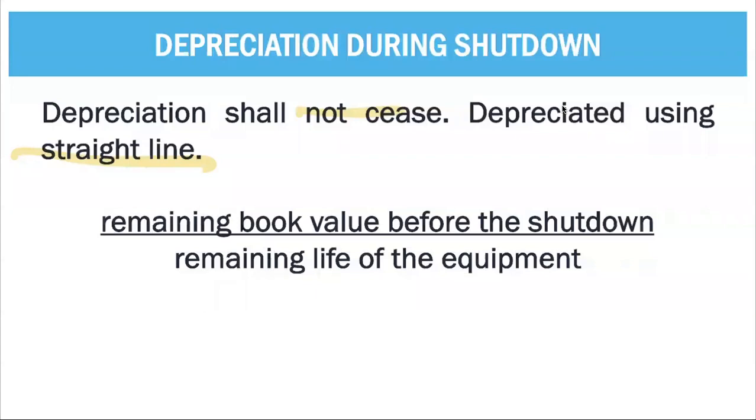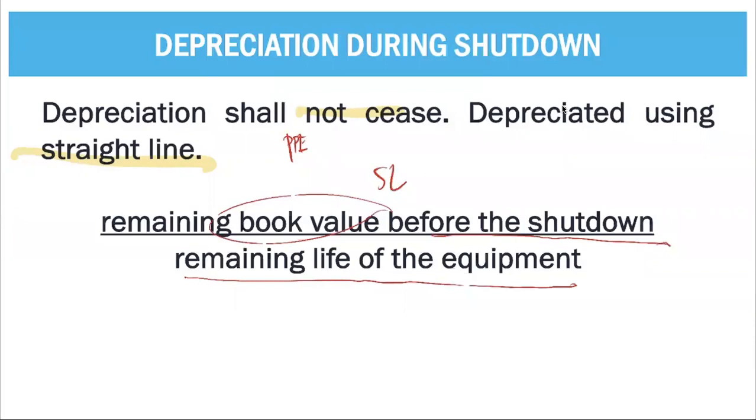How do we recognize the depreciation on the property, plant, and equipment? So we get the book value before the shutdown and we divide it to your remaining life. So we use your straight line method. Okay? So just take note, depreciation shall not cease during shutdown.